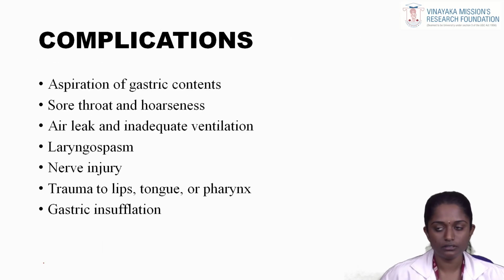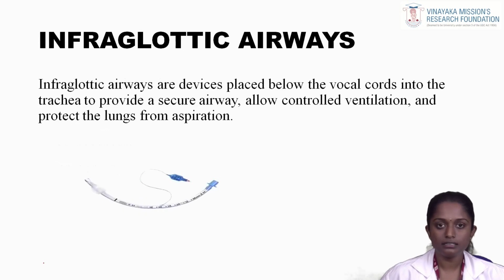Complications of using this supraglottic airway device are mainly aspiration of gastric contents, sore throat and hoarseness, air leak and inadequate ventilation, laryngospasm, nerve injury, trauma to lips, tongue or pharynx, then gastric insufflation. Next is infraglottic airway device. An infraglottic airway device is placed below the vocal cords into the trachea to provide a secure airway, allows controlled ventilation and protects the lung from aspiration.